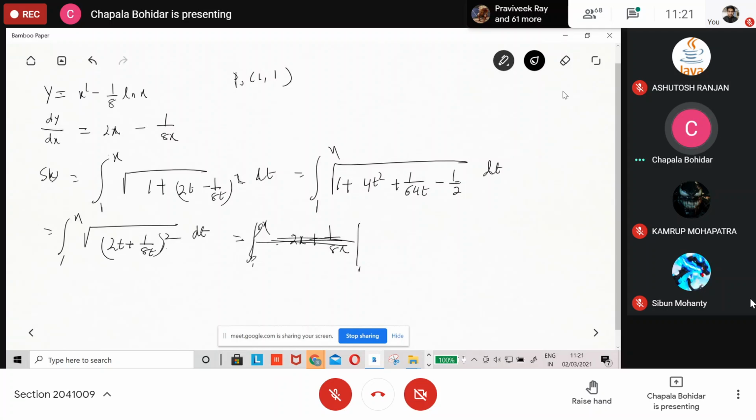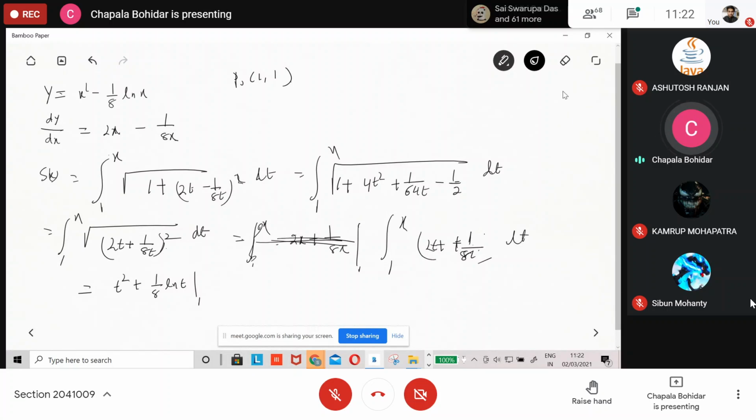Without solving this way, it is your integral from 1 to x of (2t plus 1 by 8t) dt. So I write it down: it is 4t square. Sorry, when you integrate, it is t square by 2, so it is t square plus 1 by 8t. The integration of 1 by 8t is 1 by 8 ln t.